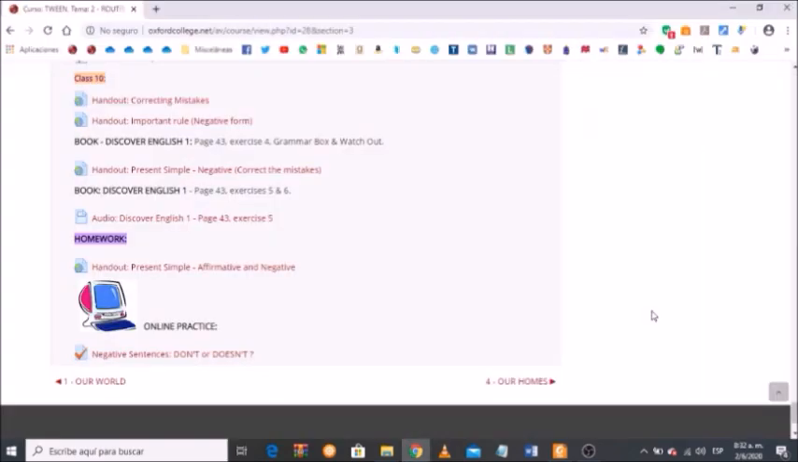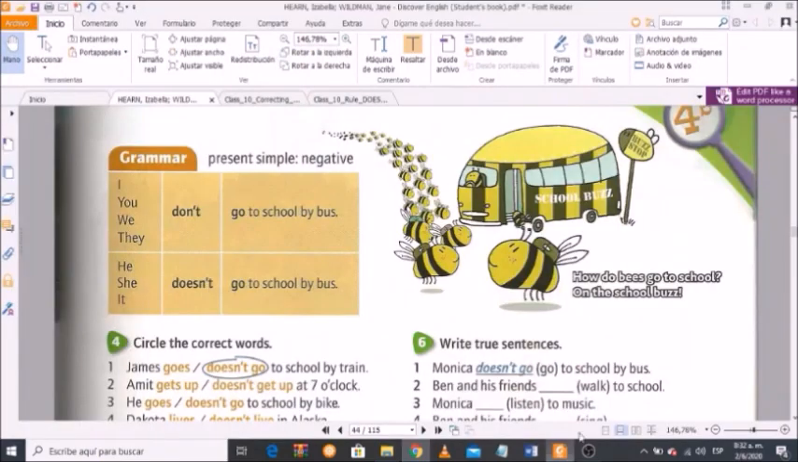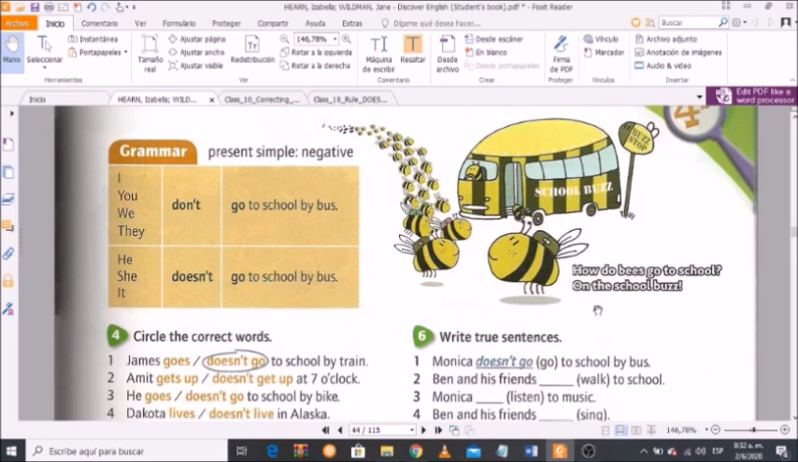Okay, now we're going to work with your books. So, this cover English 1, page 43. Okay, and I wanted to pay attention to this grammar box. Entonces, una vez más, vamos a repasar nuestra regla a la hora de armar oraciones negativas. So, we said that with I, you, we, and they, we are going to use the word don't. Okay, so I don't go to school by bus, you don't go to school by bus, we don't go to school by bus, or they don't go to school by bus.